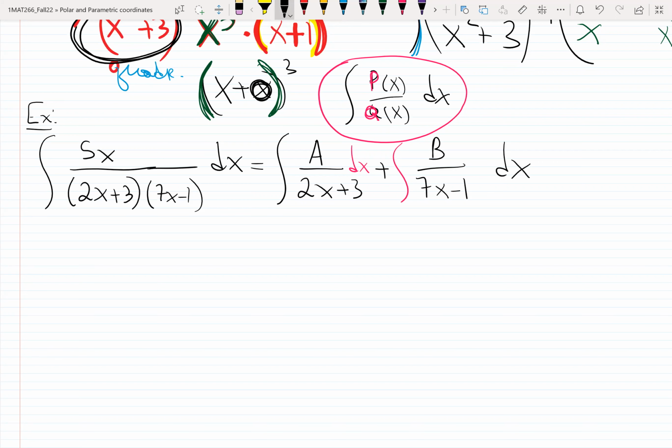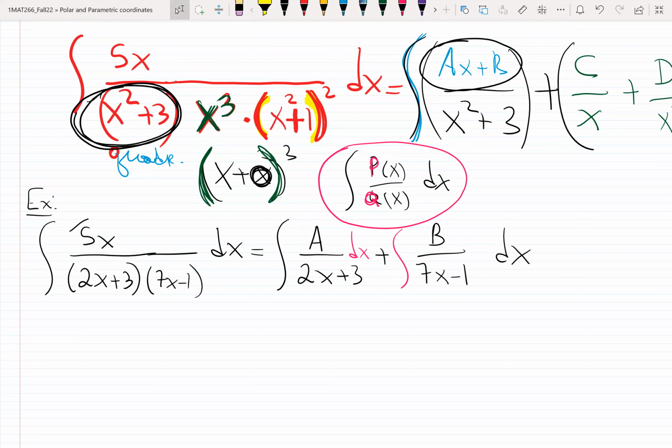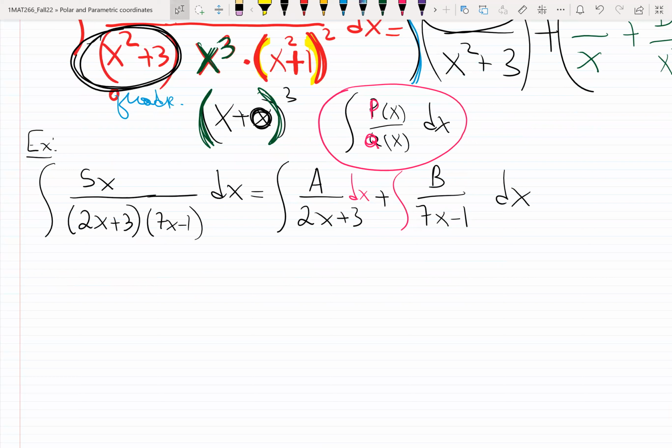5x is completely ditched for now. A good question, what is happening with 5x? It's not used until the next step. So step 1, break the fraction into partial fractions. When we're breaking a fraction into partial fractions, we don't care about the numerator. We only care about the denominator and the shape of it. Shape of my heart. That's the thing.